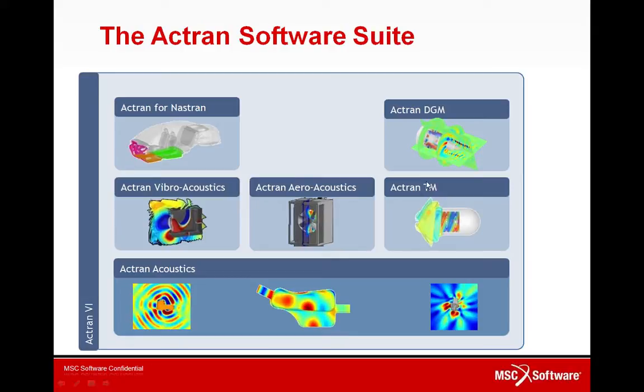And then after, we also have two other modules that are targeted for aircraft turbofan engine noise, but I'm not going to talk about that today. So it's important for you to remember that all these modules can be combined with each other. So it's, for instance, perfectly possible to solve a fully coupled aero-vibro-acoustic problem by combining the features of the vibro-acoustic module and the aero-acoustic module. And all these different modules are integrated in Actran VI, the dedicated pre- and post-processing tool of Actran.